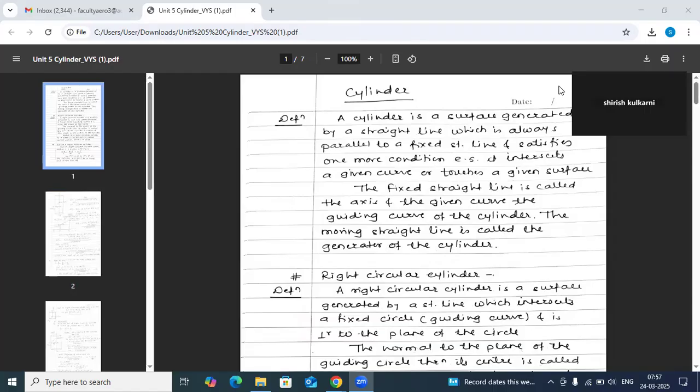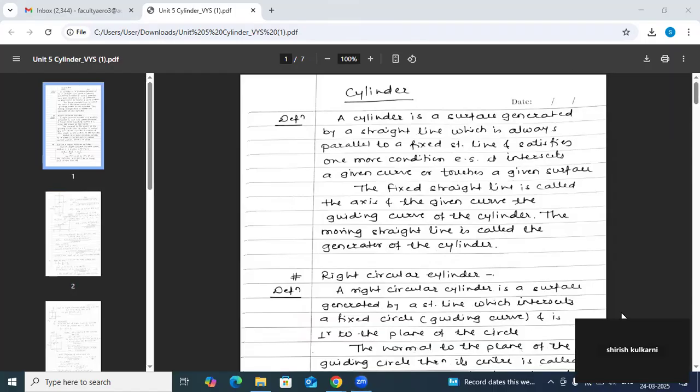Today's lecture we are going to start the cylinder. Now, first I tell the definition. What is a cylinder? A cylinder is a surface generated by a straight line which is always parallel to a fixed straight line satisfying one more condition. That is, for example, it intersects a given curve or touches a given surface. The fixed straight line is called the axis of the cylinder, the curve is the guiding curve of the cylinder, and the moving straight line is called the generator of the cylinder.